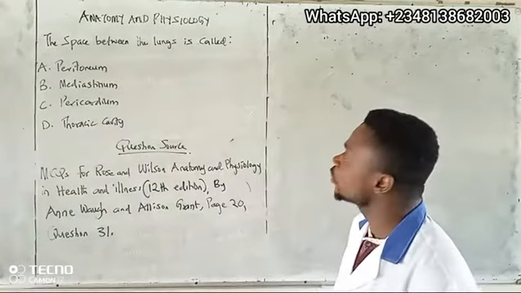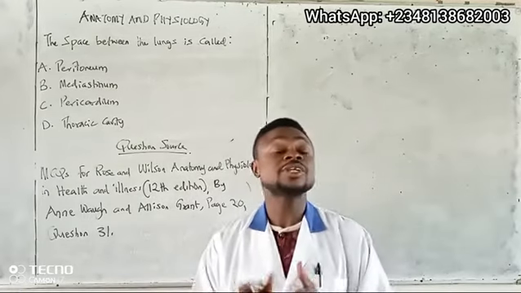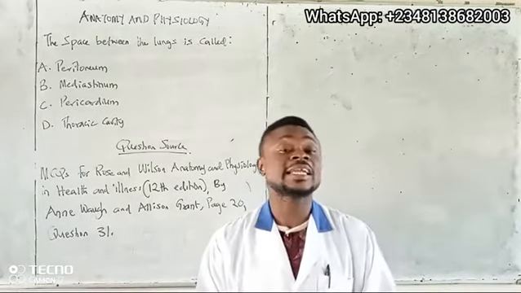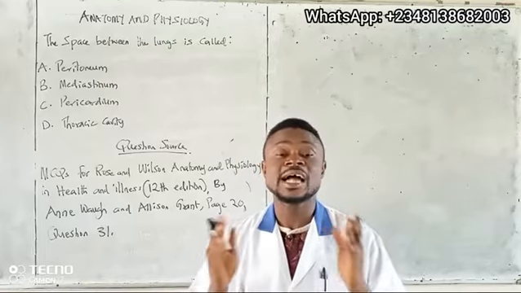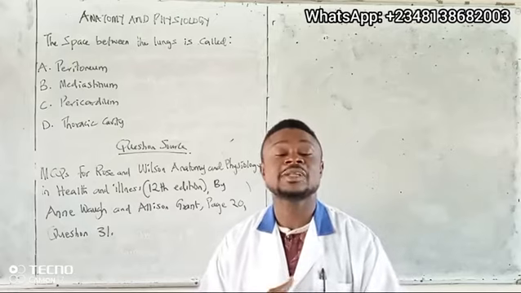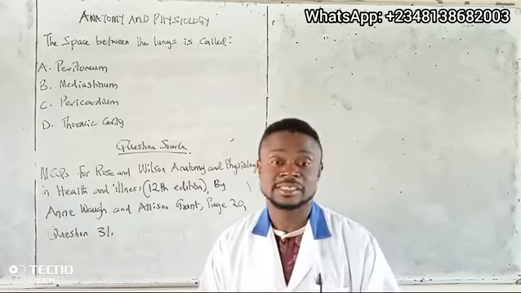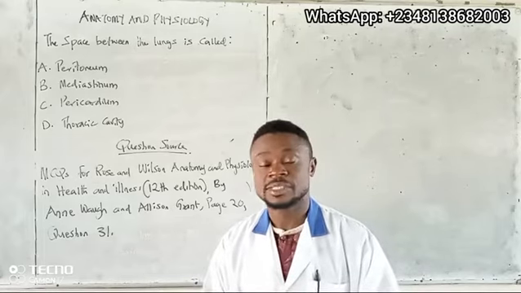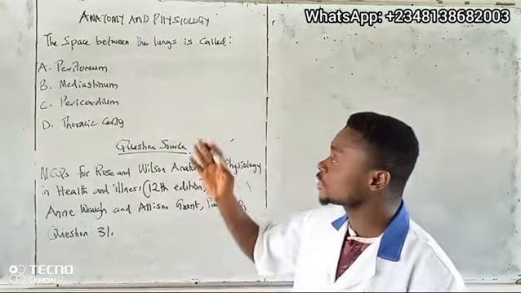A, peritoneum. What is peritoneum? Peritoneum is the epithelial lining of the abdominal cavity. It lines the abdominal cavity and the organs in the abdominal cavity. That is peritoneum, the epithelial lining of the abdominal cavity.